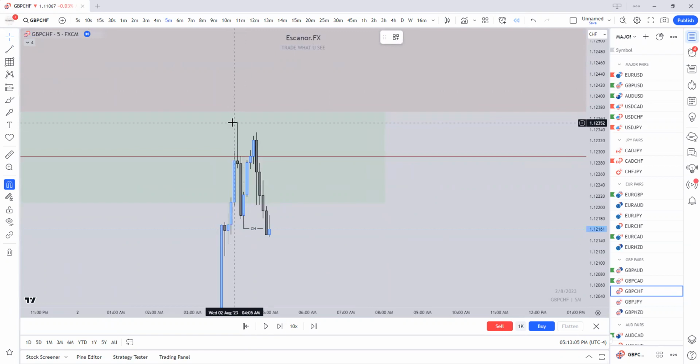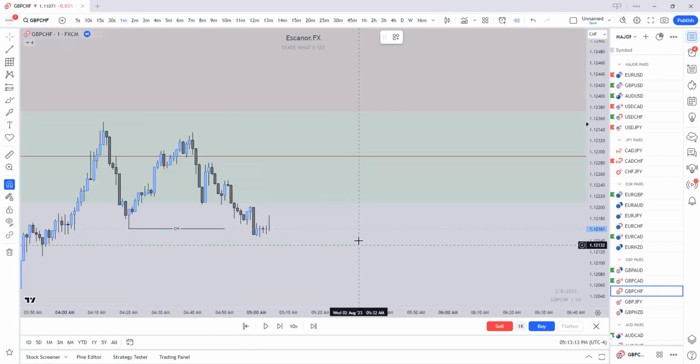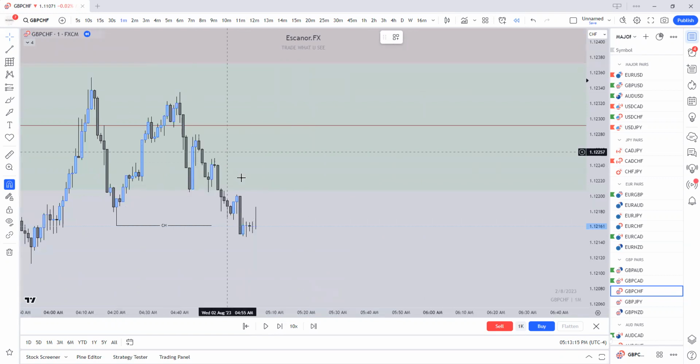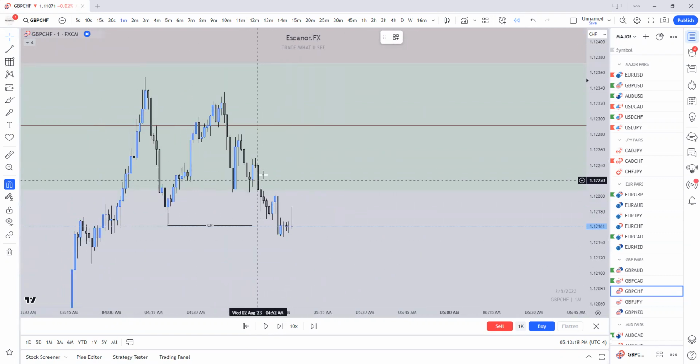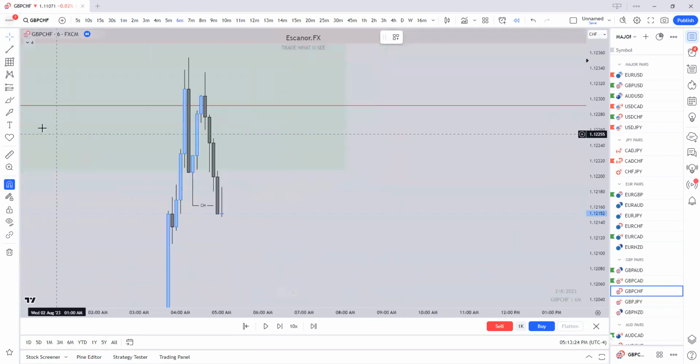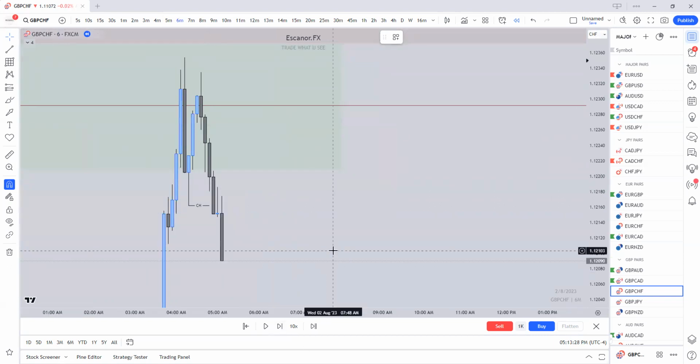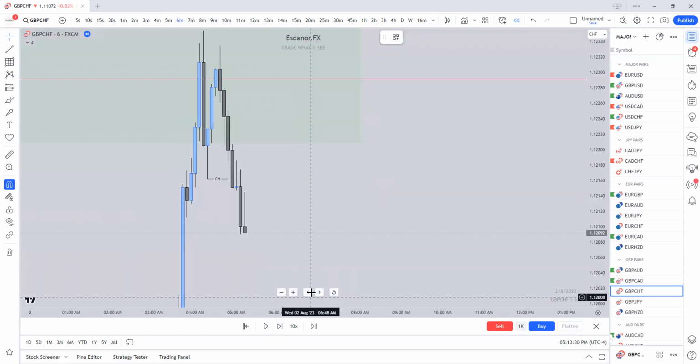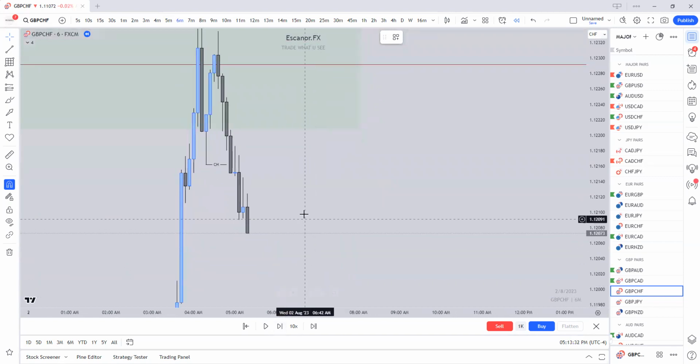Price couldn't push above this high, so this one here is our change of character. On the 1 minute, we don't have very clear structure. We have multiple order blocks that got mitigated, but I will scroll through multiple time frames and see if I get a clear fair value gap to take an entry from. We need a valid fair value gap.